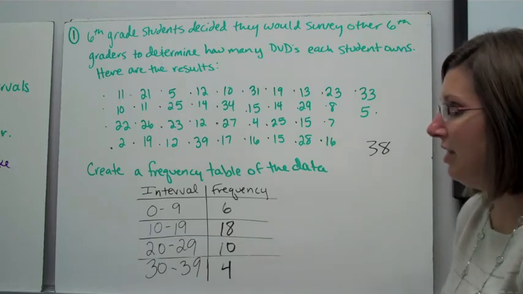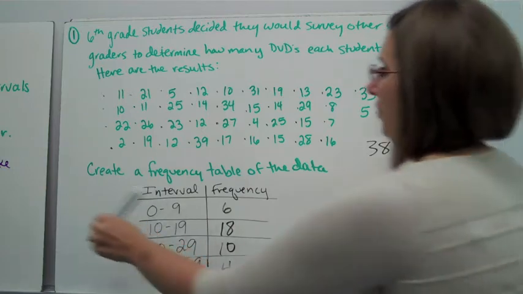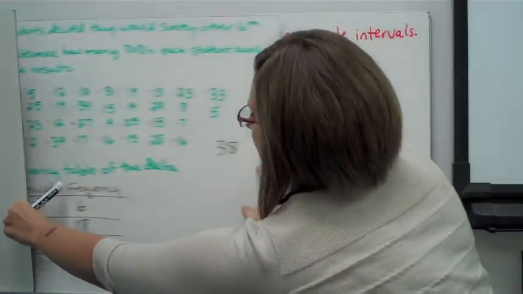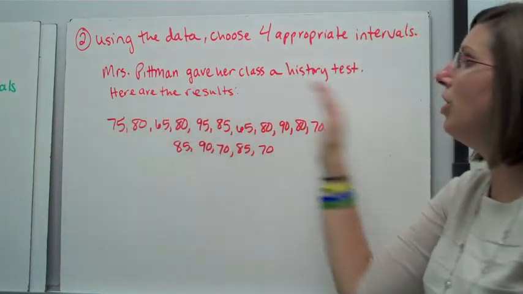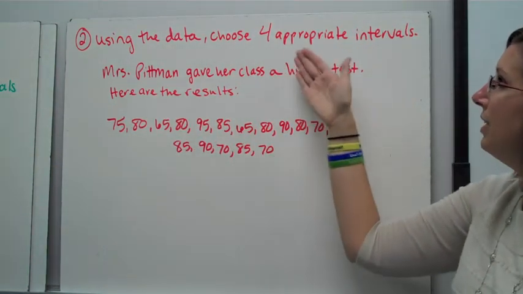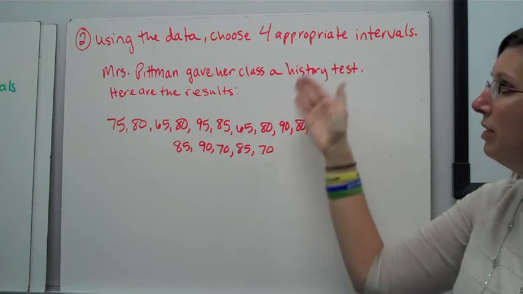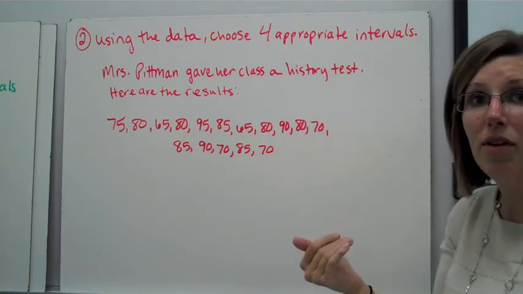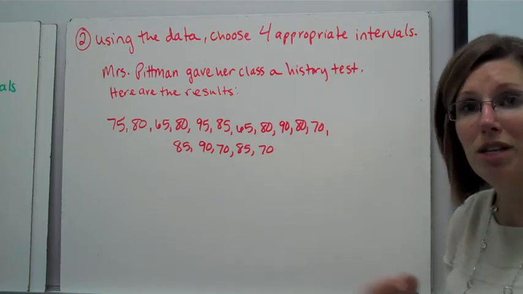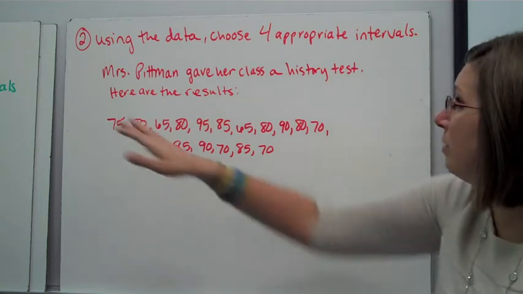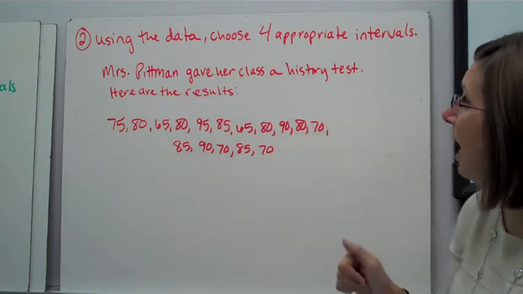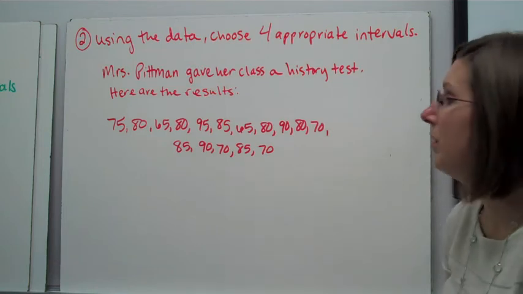All right, so let's go on to question number 2. In question number 2, it says, using the data, choose 4 appropriate intervals. That's it. I don't have to make a frequency table. I'm just choosing intervals because, remember, that's the hardest part. It says, Ms. Pittman gave her class a history test, and here are the results.